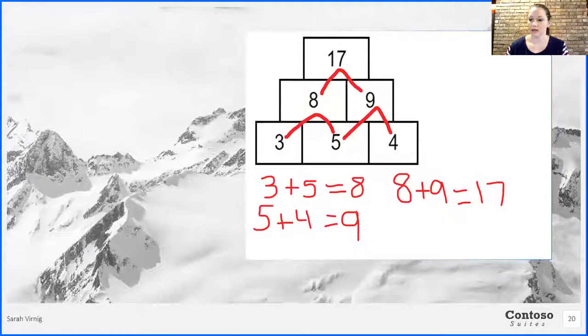Okay. Now the figures to the right show us an addition pyramid, where the sum of the two numbers immediately below equals the number on the top. So as we see here, 3 plus 5 is 8, 5 plus 4 is 9, 8 plus 9 is 17. Okay, and we're going to use this knowledge to help us on the 3 pyramids coming up.